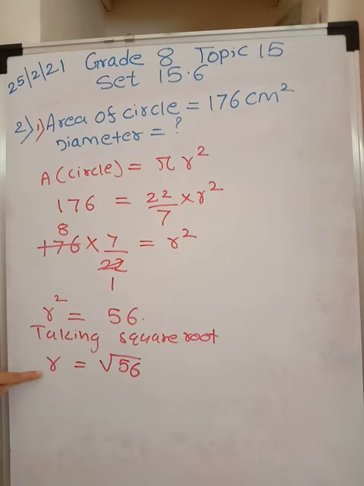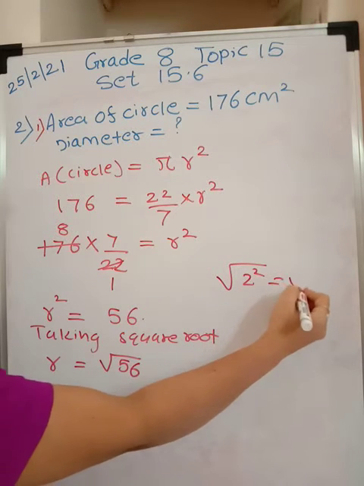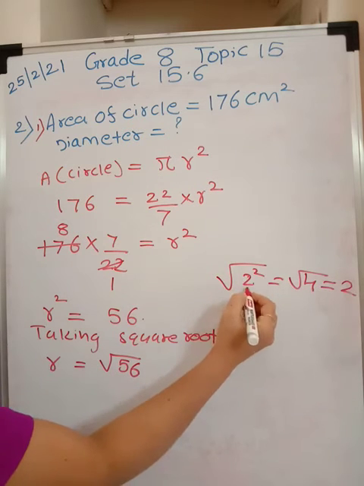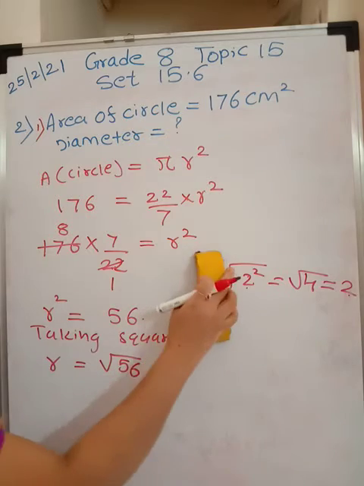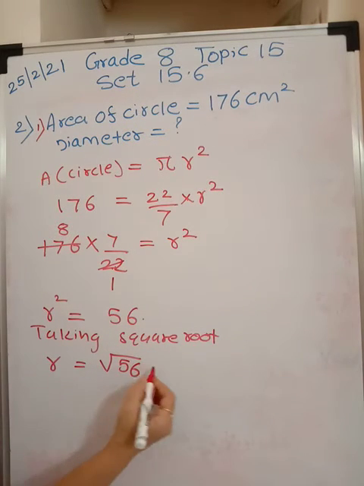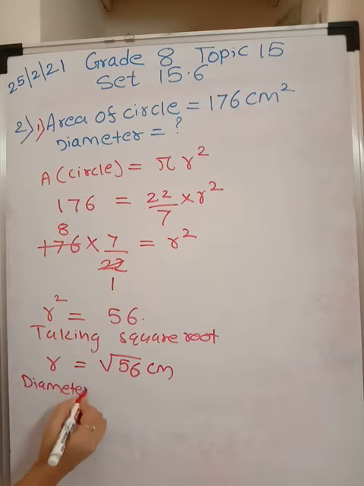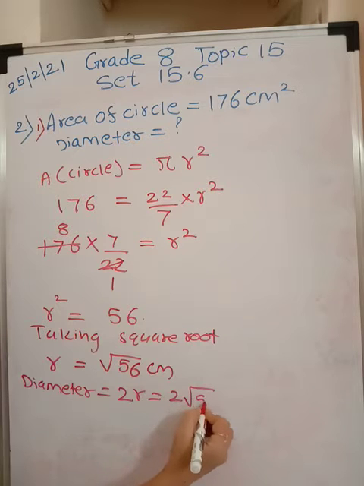Are you understanding me? See, if I take square root of 2 square, 2 square is 4 and square root of 4 is 2. So 2 we are getting at the end. Similarly, r square and its square root, you will get r. Got it? So we got radius as root 56 centimeter. And what is diameter? Diameter is equal to twice radius. So that is 2 root 56 centimeters. Is this clear? So that's the answer.